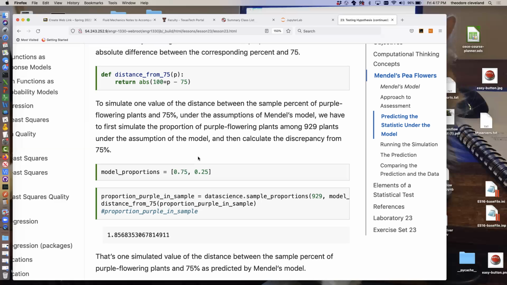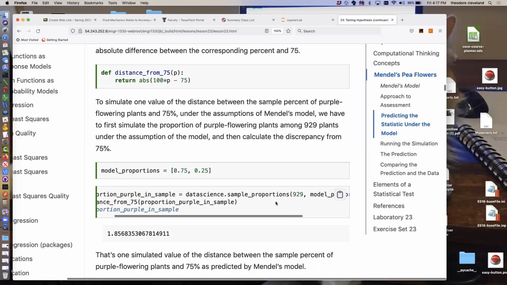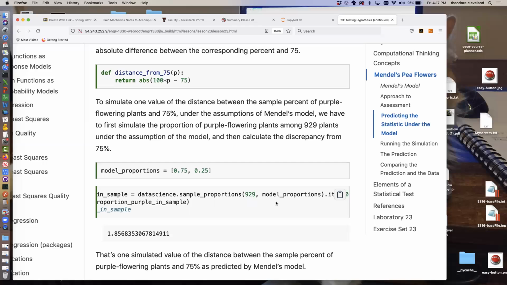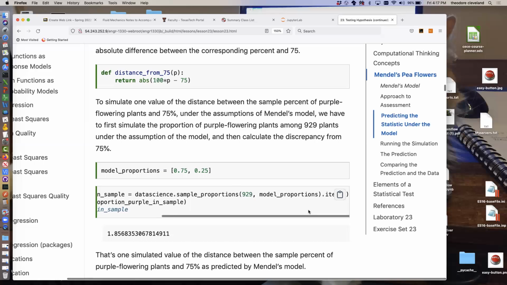And they're using a module called the data science module. We don't need the data science module, but it reduces the amount of scripting by a fair amount. So we're just flat out copying it. It's going to sample proportions from, I think, either a normal or a binomial distribution. I'd have to read, but that's just too much for me. It's going to do 929, and it's going to attempt to produce sample proportions where one fraction is 75%, one fraction is 25%.